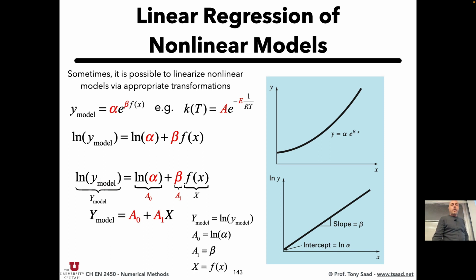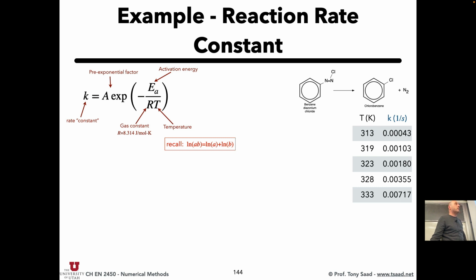Okay? All right, here's an actual example with some data. You have a reaction rate versus temperature, with temperature given in Kelvin. And we're trying to fit this model for the reaction rate, A exponential to the minus EA over RT. We're trying to find A and EA. A is called the pre-exponential factor. EA is called the activation energy. T is temperature. R is the gas constant, etc.